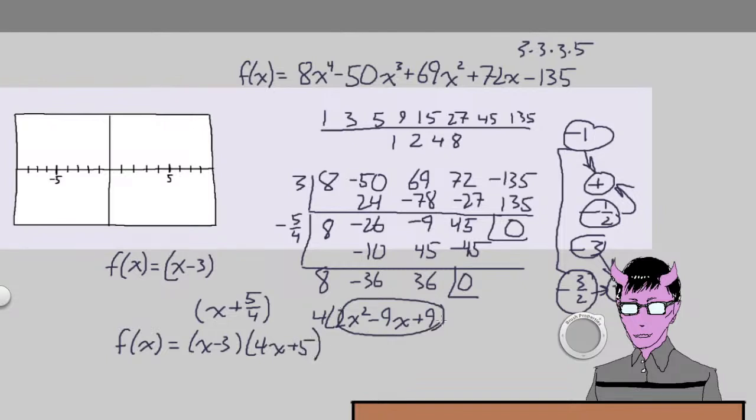Is this a factorizable quadratic? Let's use discriminant test real quick. So 9 squared is 81. And then minus 4 times 2 times 9. What is that? 8 times 9 is 72. 72. Oh, it's perfect. Okay, so this one is a factorizable quadratic. Good, good, good, good, good.